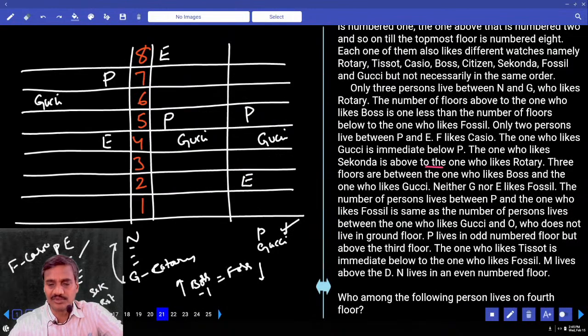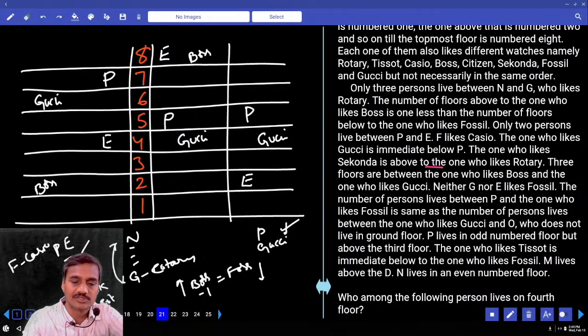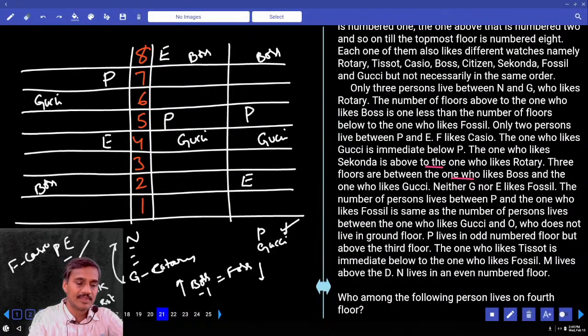And next, the one, second condition, 3 floors between boss and Goosey. Now between boss and Goosey there must be exactly 3. Hence boss is here, and between boss and Goosey there must be exactly 3. Hence this is boss, and the boss must be on the 8th floor. And next one, neither G nor E likes fossil. Now P and E there must be exactly 2. And next one, neither G and N, G is rotary, unknown.